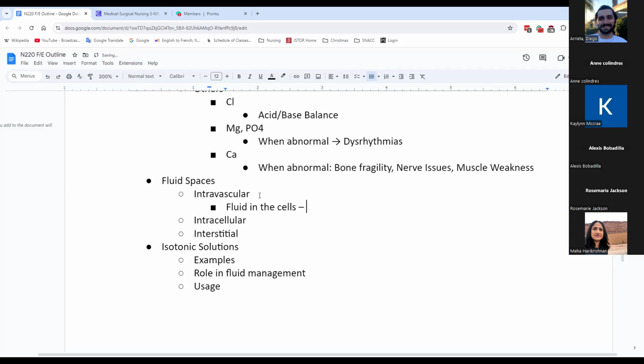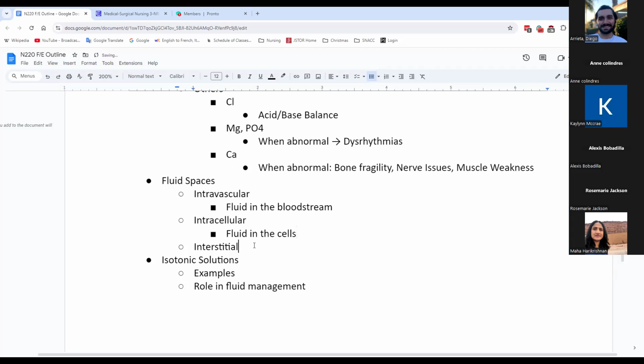So this is kind of what your blood pressure measures, essentially. Intracellular is obviously fluid in the cells. Sorry, I put the wrong thing. Intravascular is fluid in the vessels, not the cell. Fluid in your bloodstream. That's probably better. Sorry, my brain is fried. It's been a week, guys.